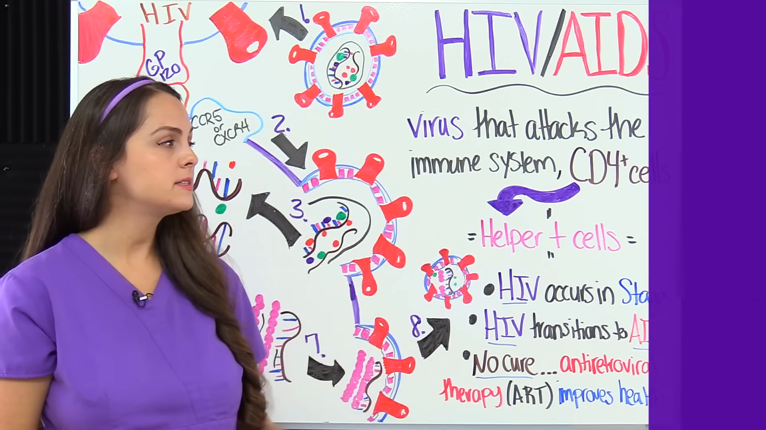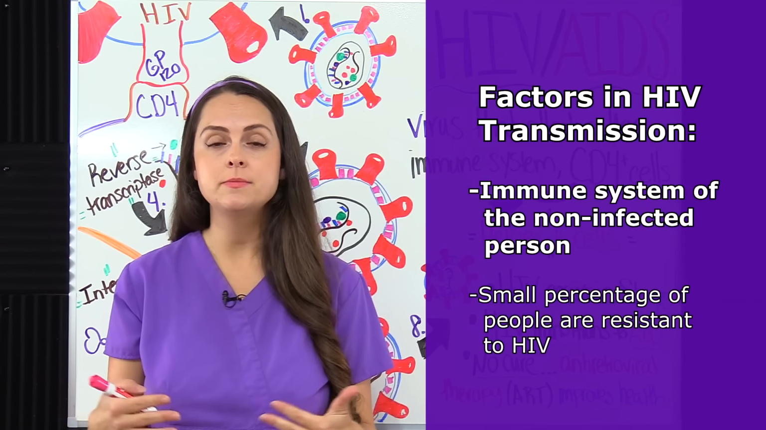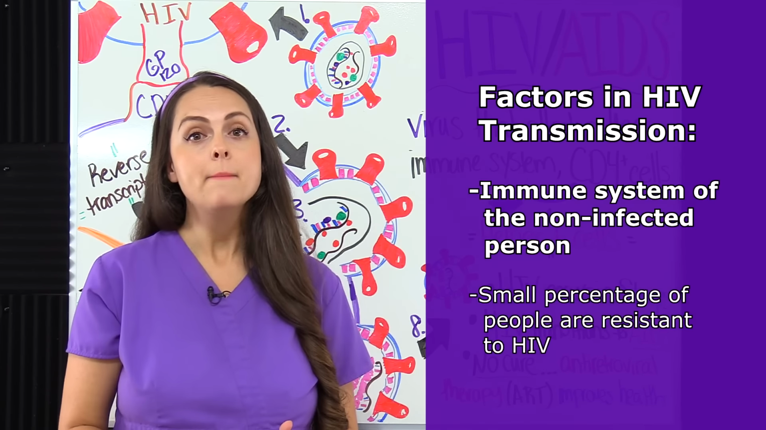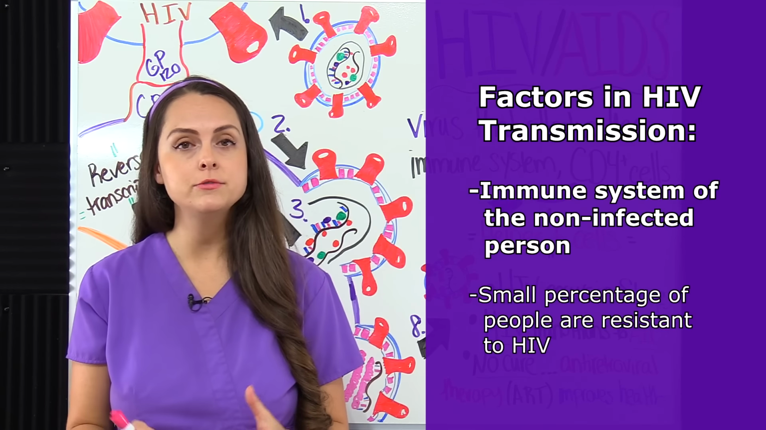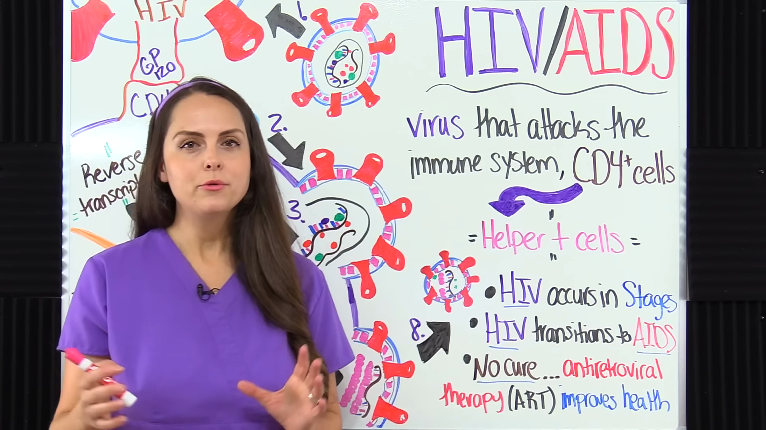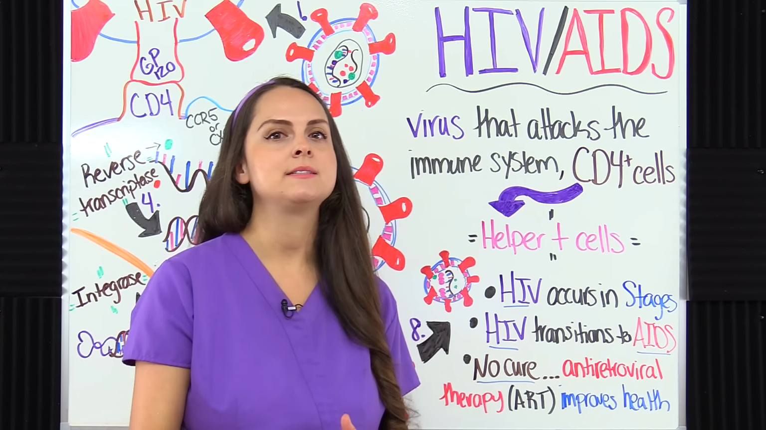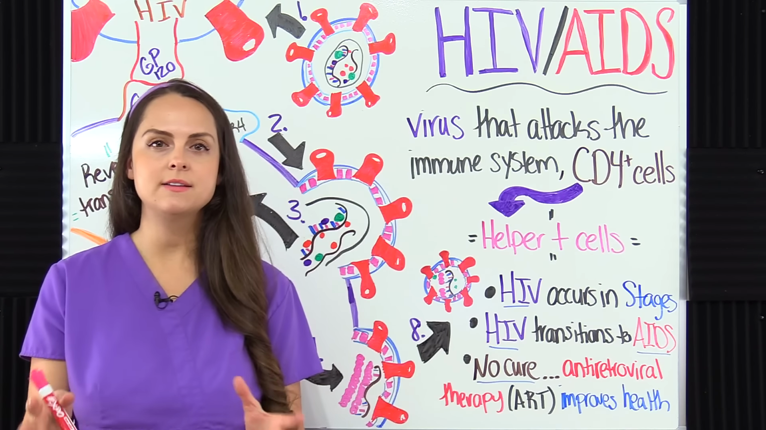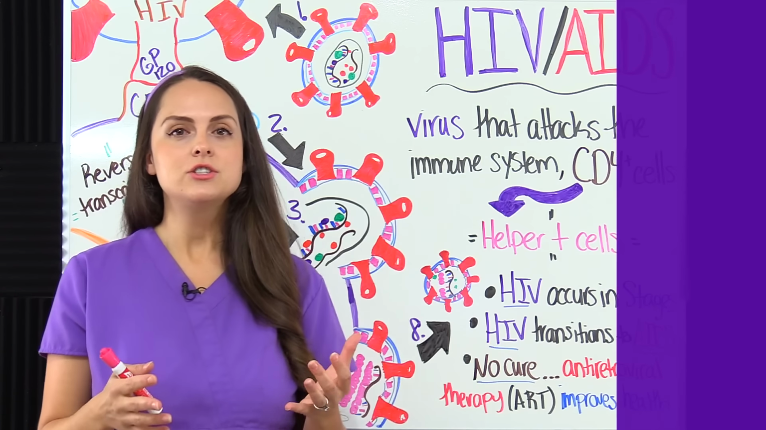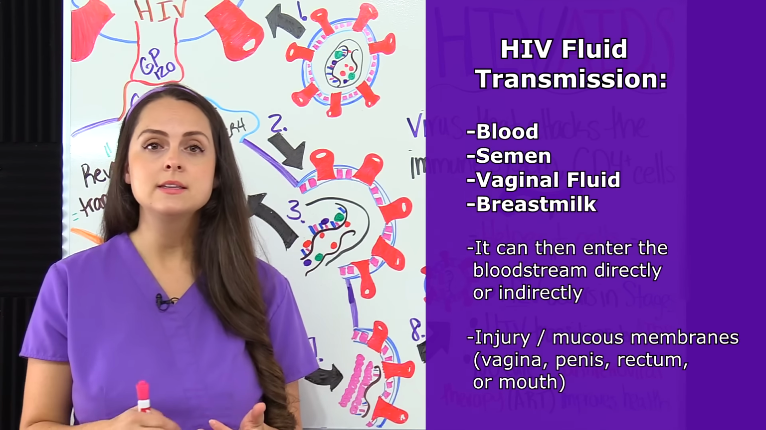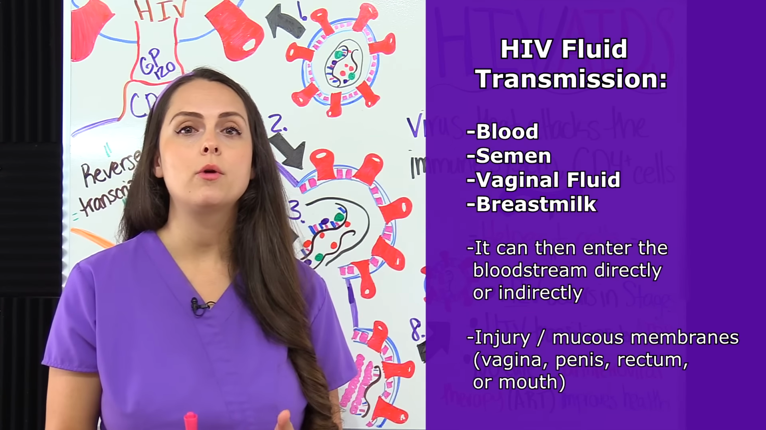Next is the immune system of the person who's potentially becoming infected, because there is a small percentage of people who are actually immune to HIV. Now, in order for the virus to actually be transmitted, it has to be in a specific type of fluid, because otherwise it will die. So it needs to be in either blood, semen, vaginal fluid, or breast milk.